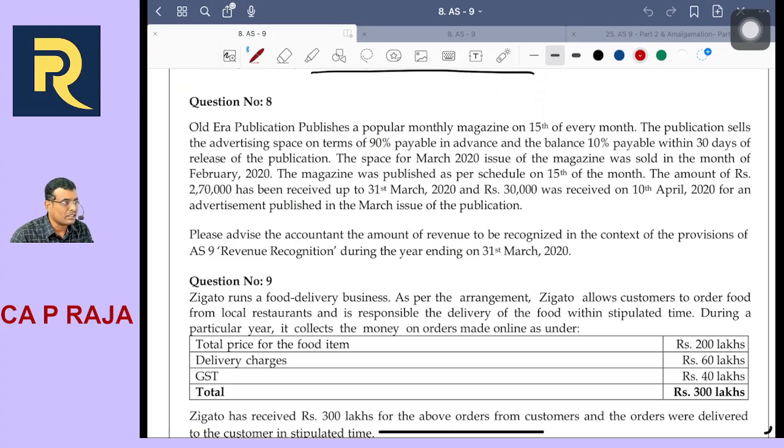We are doing with dash standard. Yes, thank God. Okay.